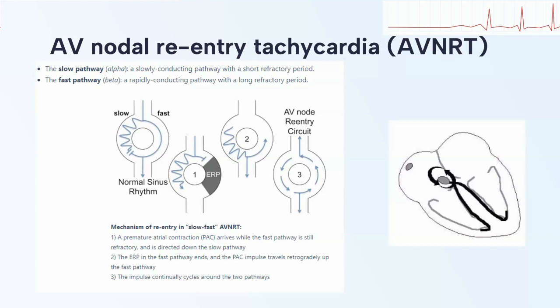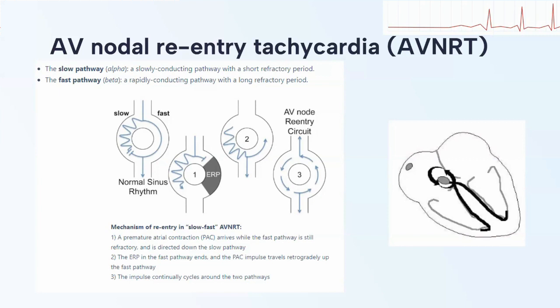So now, because it's no longer refractory, the impulse that was going down the slow pathway ends up going around the circle and going up retrograde up the fast pathway. And what that leads to is a re-entry circuit, a circular pathway, in the AV node. Of note, it's giving off retrograde or backward impulses up towards the SA node and the atria, and anterograde or forward going impulses down into the ventricles.